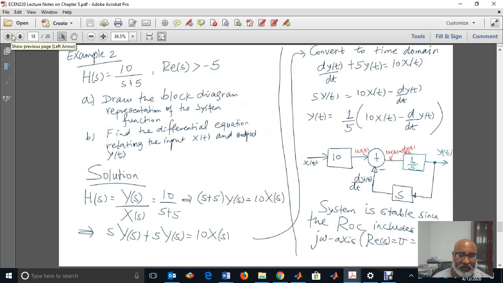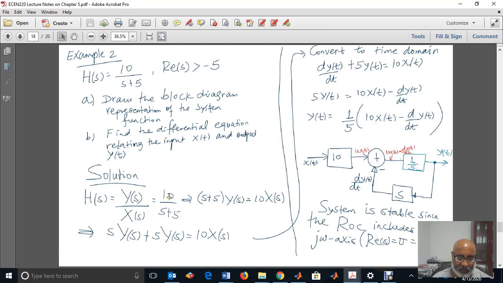Okay, let's have more examples here. Let's say I have a system H(s) equals 10 over s plus 5, where real of s is greater than minus 5. Draw the block diagram representation of the system. Find the differential equation relating the input x(t) and y(t). Remember, if I say real of s greater than minus 5, it is the right side signal, and it is a causal system.